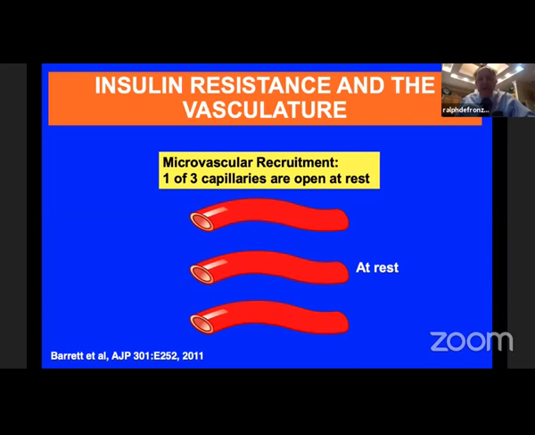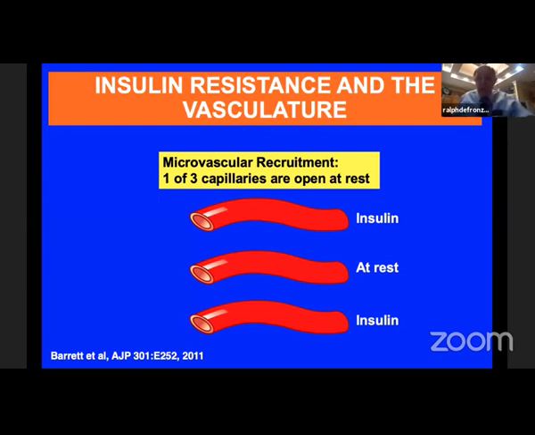Now, at rest, it turns out, as shown at this slide, only one of the 3 capillaries in the muscle is open. So now, when Dr. Barrett infused insulin into the brachial artery, look what happened. The other 2 capillary beds that were closed down are now open. So insulin is actually a very powerful dilator.